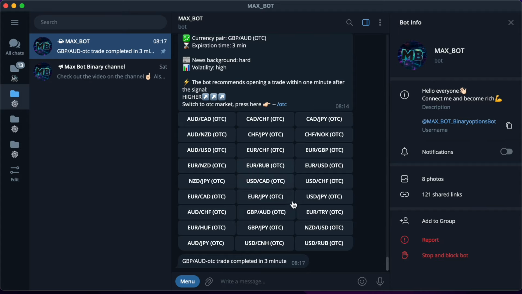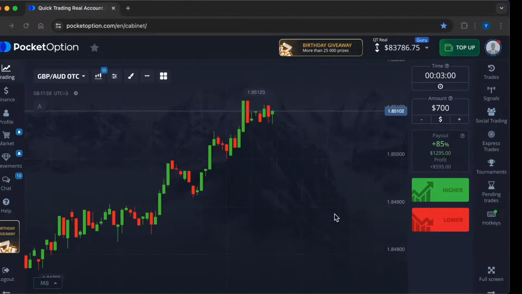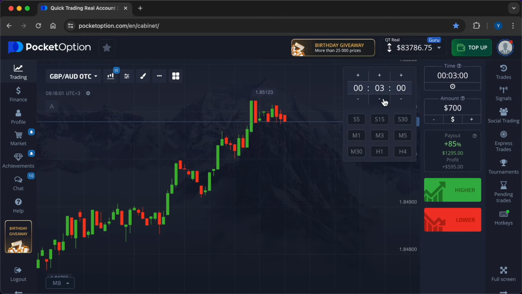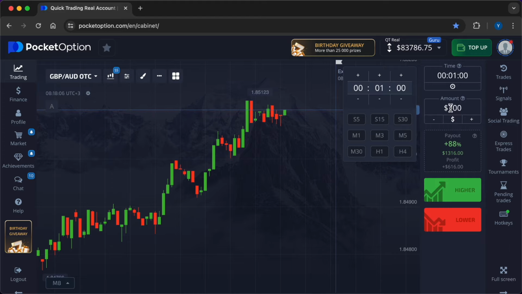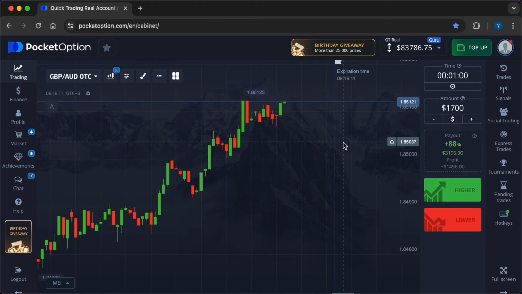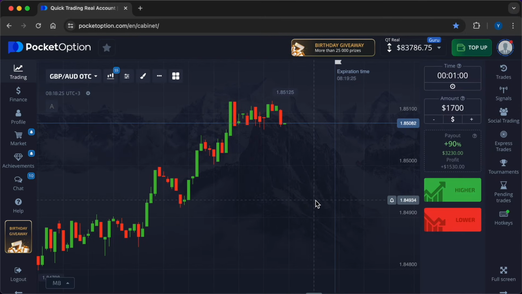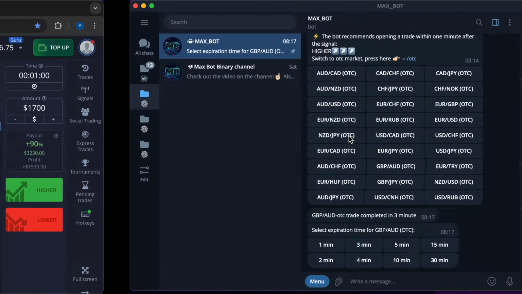Meanwhile, the second trade closed with a profit of $644. It's time to consolidate the success and make the final operation. I will go in at 1 minute expiry time for $1,700. It's time to make a good profit. Always carefully check the keys you press in the bot menu with the parameters you set on the broker's website.